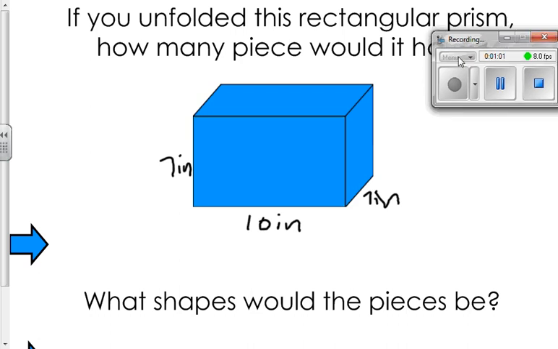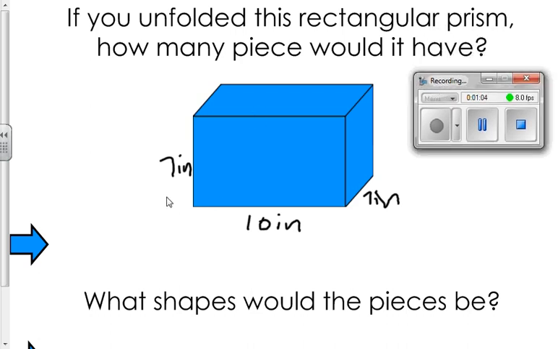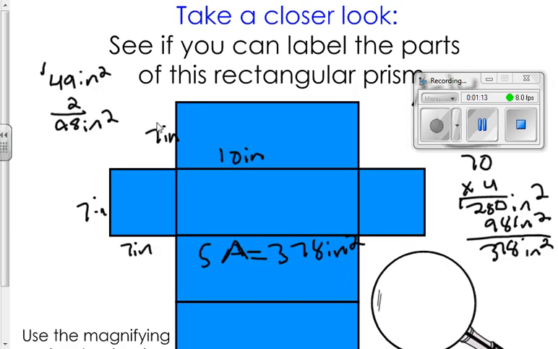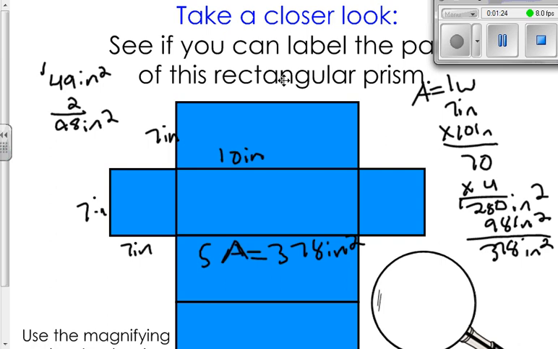Alright, next is the unfolded rectangular prism. I gave dimensions here, 7 by 10 by 7, because it's a square on both sides. We look at our pieces here. We have 4 rectangles and 2 squares. And we just did the area of a square over here, it was 49 inches squared, because we just did that, S squared. So we have 2 squares, so we do 49 times 2, which is 98 inches squared.